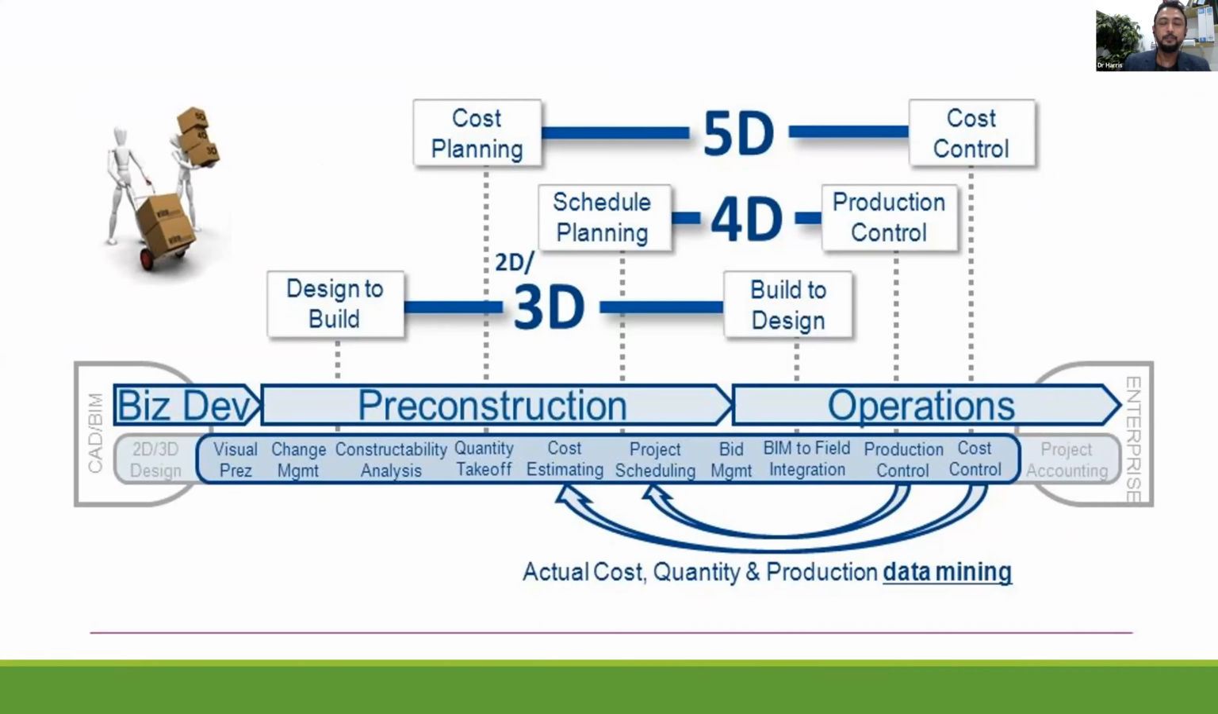And this 3D, 4D, 5D does not necessarily go in sequence. You can have a concurrent implementation. Means that you can have 3D, and at the same time you can have 4D and 5D, all concurrent implementation, not necessarily sequential.